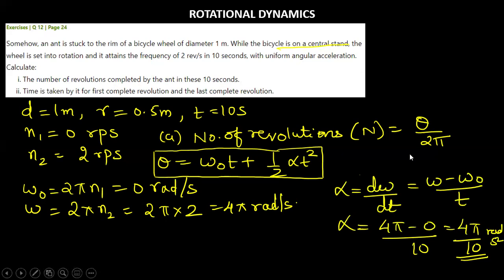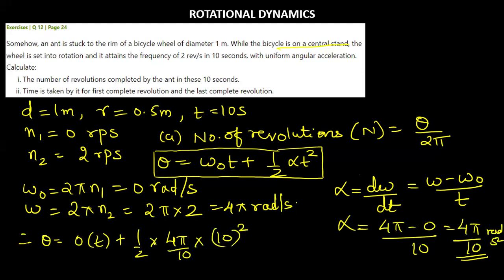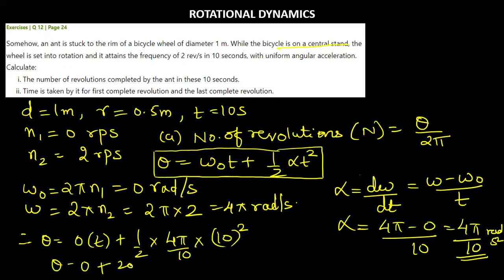So I have found out omega naught, that is 0. I have found out alpha. Now I can find out theta. So theta will be equal to 0 into t plus half into the value for alpha, which is 4 pi by 10, multiplied by time square, that is 10 square. So theta will be equal to 0 plus, when you solve this, half into 4 pi by 10 into 10 square, you get 20 pi. So theta equals 20 pi radian. The value for theta which you will get is 20 pi radian.